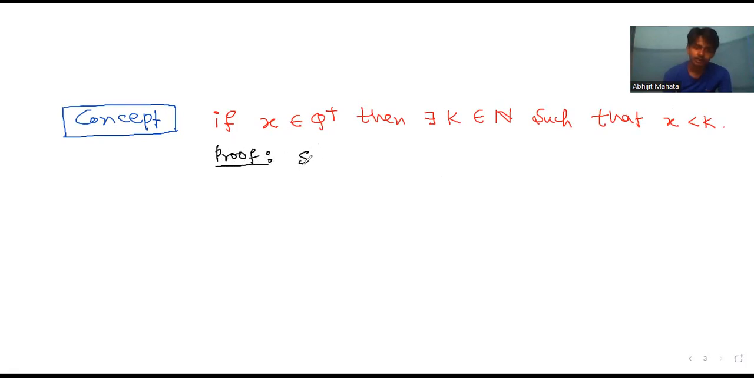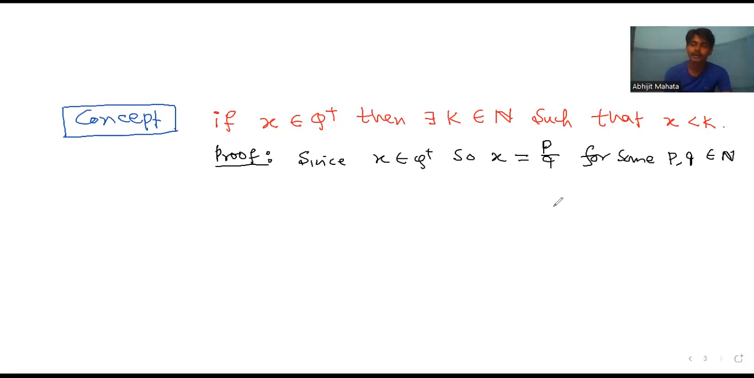So since x is a positive rational number, x equals p by q for some p and q, of course natural numbers. Because x is a positive rational number, both quantities must be positive, right?